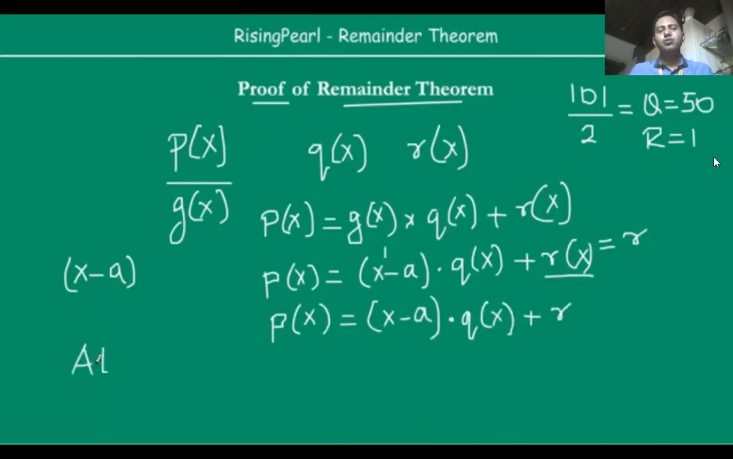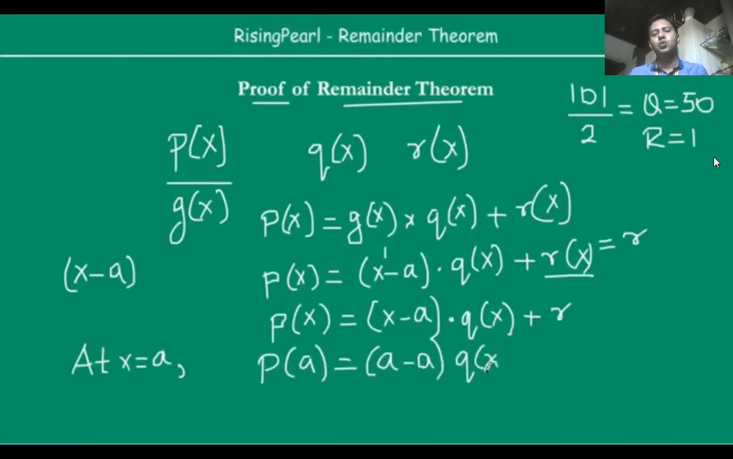Now for x minus a, we'll substitute x equal to a, as per the remainder theorem. So we'll substitute P(a). Instead of x, I write a only. That is (a minus a) into Q(a) plus R. As a minus a is 0, and 0 into something is 0, we are left with R only. That is, P(a) is nothing but R. This is what the remainder theorem is.